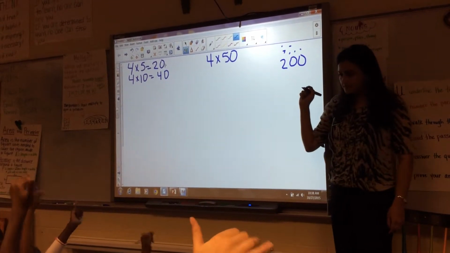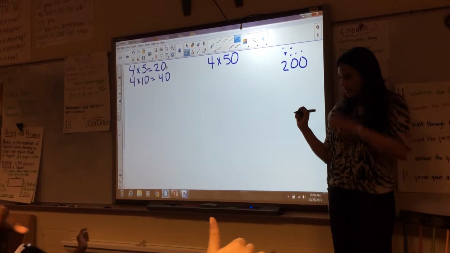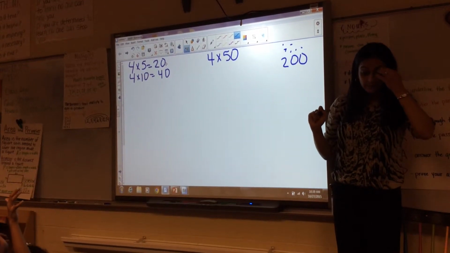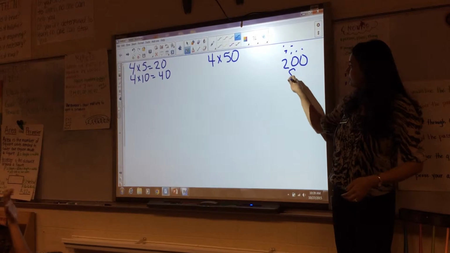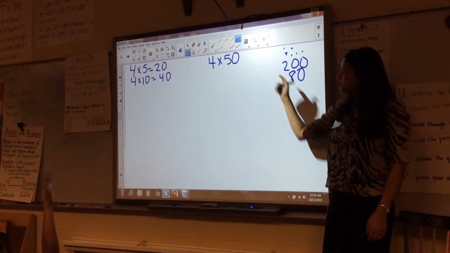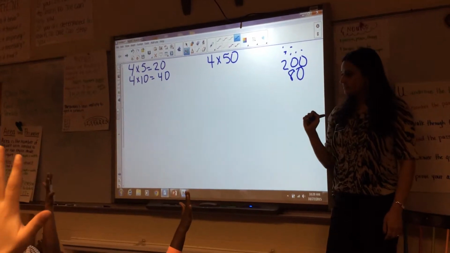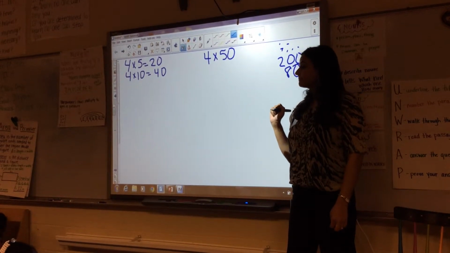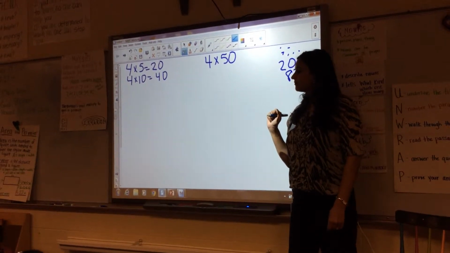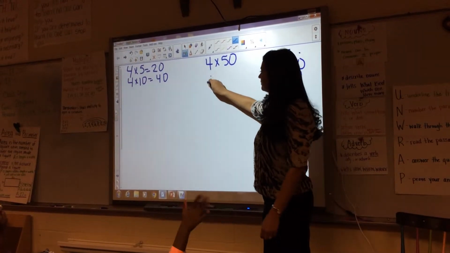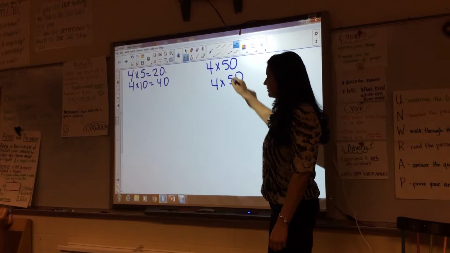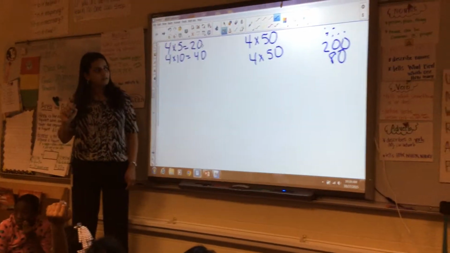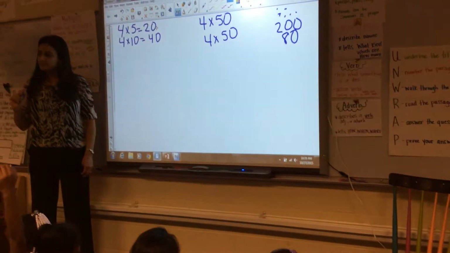I see some agrees. Anyone have a different answer? All right, how did you solve this? Who wants to tell me how they solved it and got their answer? She has a different answer. Go ahead. 80. Who can tell me their strategy of one of these two and how they got their answer? Go ahead. I can't hear you, I'm sorry. Say that again. Okay.